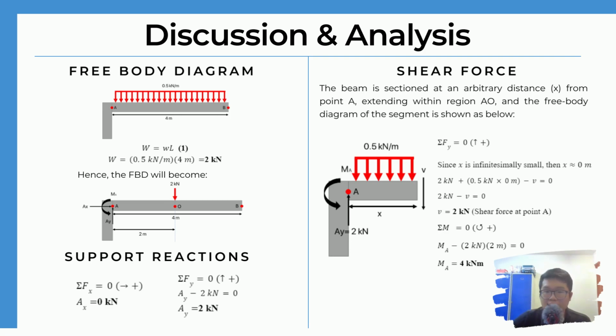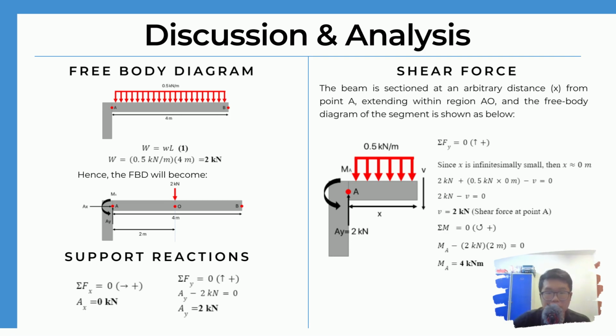To analyze the case, the first step we are going to do is draw the free body diagram of the beam. So the free body diagram will be as shown at the top left side. We are going to convert the uniformly distributed load to a point load. By calculation, we get W equals 2 kN. Hence, the free body diagram will become like this, where the 2 kN is located 2 meters away from point A.